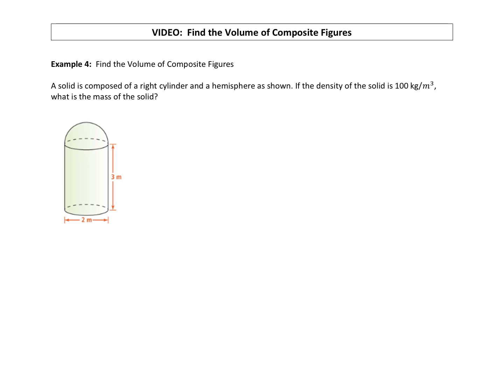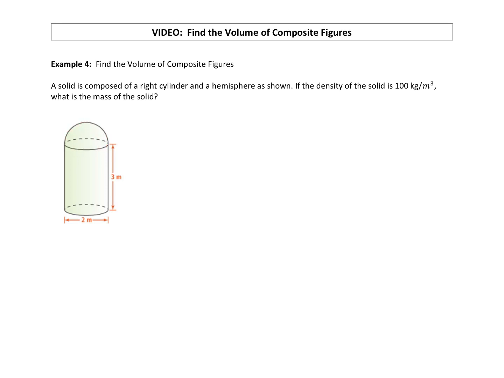So we're going to end our lesson by looking at a composite figure. That's a compilation of different figures. And it looks like we're going to involve the volume, but let's see what's going on. We have a solid, composed of a right cylinder and a hemisphere as shown. So here's our cylinder, and you can see we have a hemisphere, or half of a sphere, right on top.